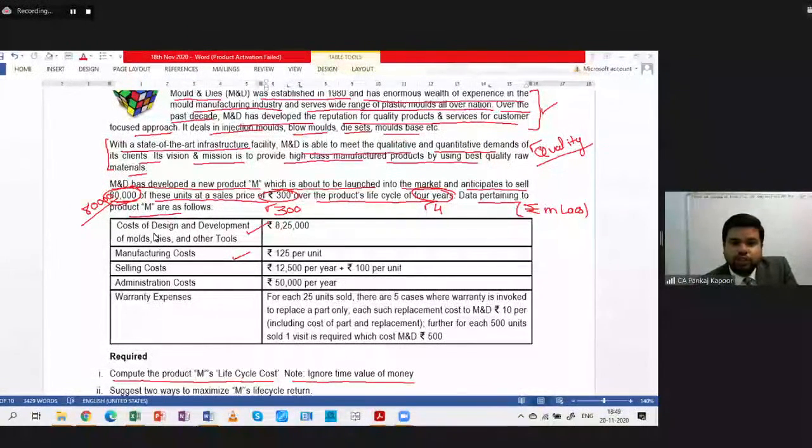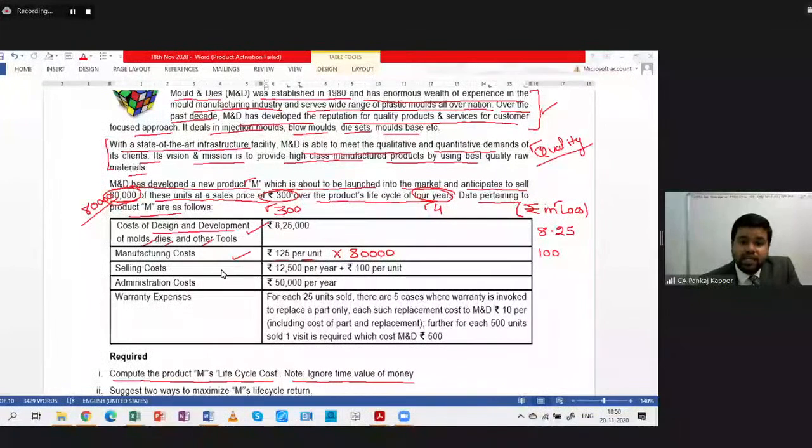Friends, the first cost, the cost of design and development of the mold, die and other tools in order to produce product M, is 8.25 lakh. We will write it here, 8.25 lakh. I believe there is no confusion in this. Moving further, manufacturing cost. What is the per unit manufacturing cost? 125. How many units do we need to produce? 80,000 units. So this will become how much? It will become 1 crore. But we are writing the amount in lakhs, so we will write 100.